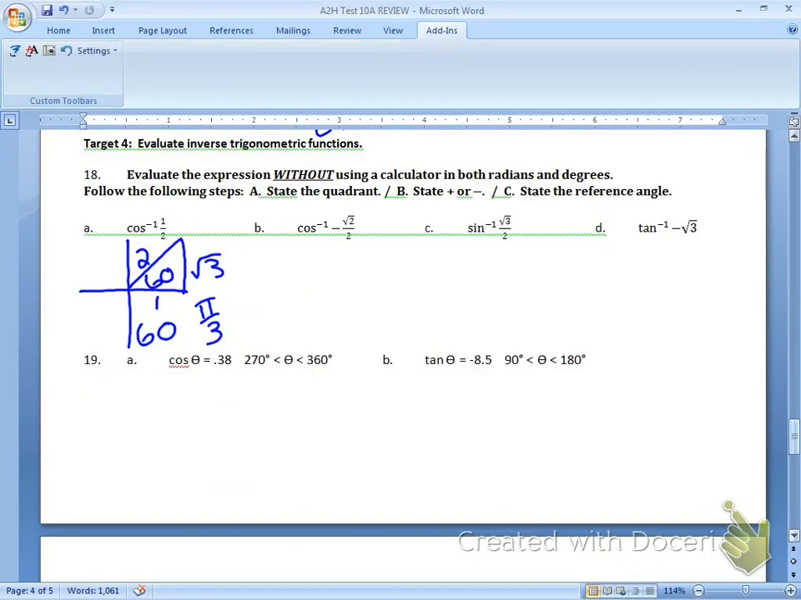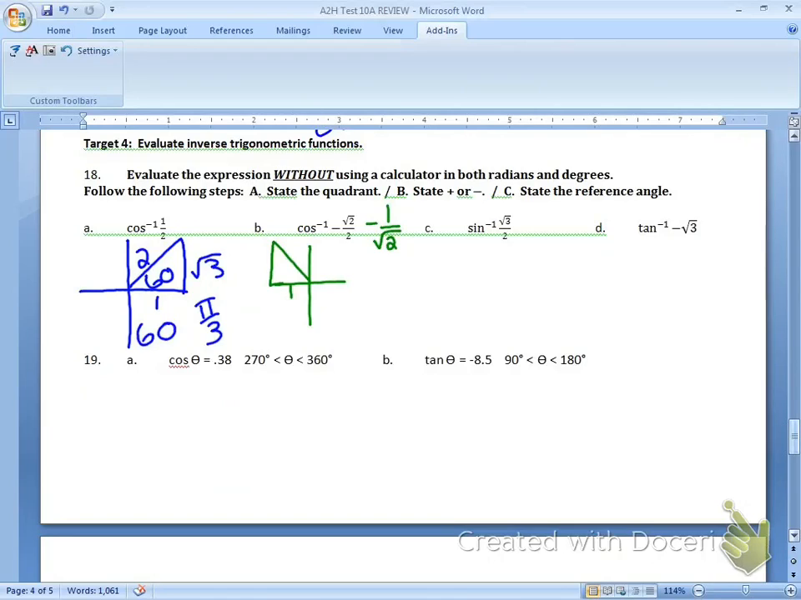Letter B. Cosine is negative root 2 over 2. You should be able to recognize that this is a rationalized denominator, that this really means negative 1 over root 2. Cosine is negative in the second quadrant.